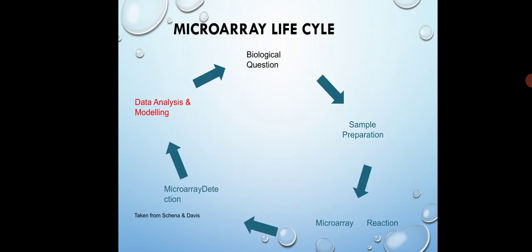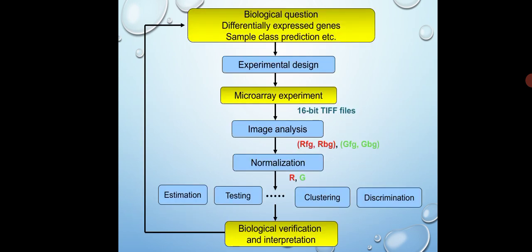So this is the entire cycle of the DNA microarray and the whole experiment flow chart. It starts with experimental design, microarray experiment, image analysis, like that.